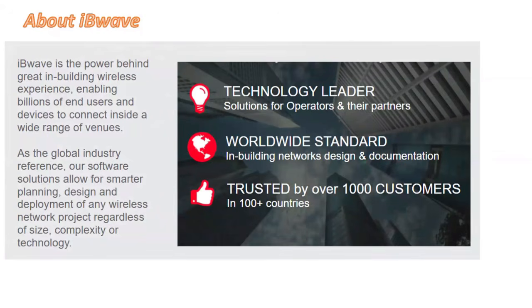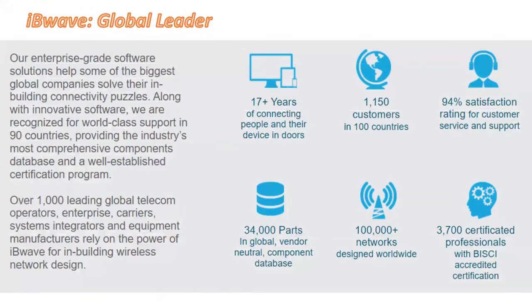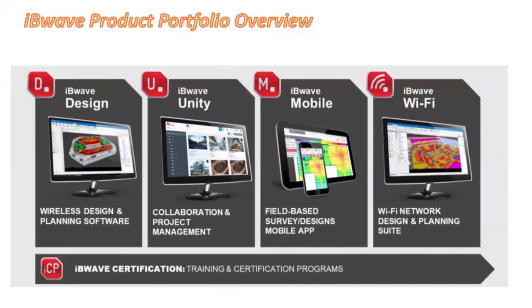Now the in-building tool. Right now, the best tool for in-building design is IBwave. IBwave is a global provider of innovative in-building wireless software solutions, and the motive is to help better design and plan multi-technology wireless networks inside buildings and other kinds of venues. IBwave is a global leader at innovating and delivering software solutions, and it keeps the world connected with simpler and faster designs for in-building wireless networks. The great point is that these designs are quite affordable. The main products IBwave offers are IBwave Design, IBwave Unity, IBwave Mobile, and IBwave Wi-Fi.